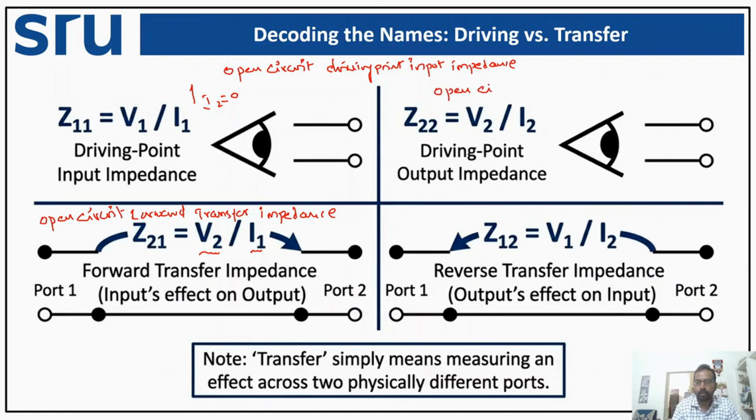So it is an open circuit. We are trying to connect the I2 source at the second port, and we are trying to measure the voltage at the same terminals, the output port. So we are going to say it's a driving point, and to represent here output, it's an output impedance, because it's a ratio of voltage to current.